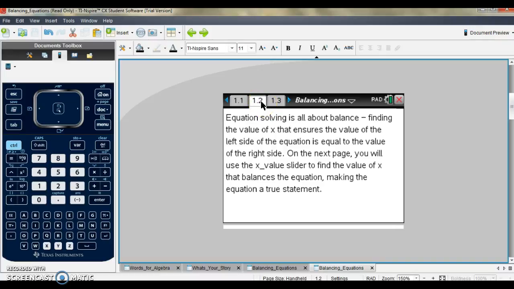Equation solving is all about balance, finding the value of x that ensures the value of the left side of the equation is equal to the value on the right side. So over the course of the next few pages, we're going to solve for x both using equations on a graph as well as algebraically.